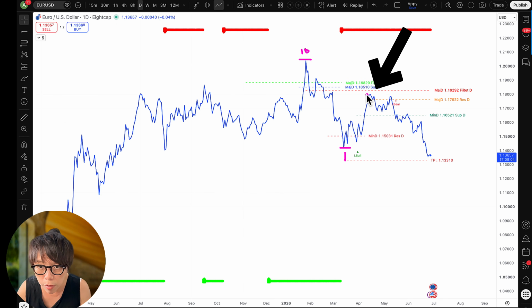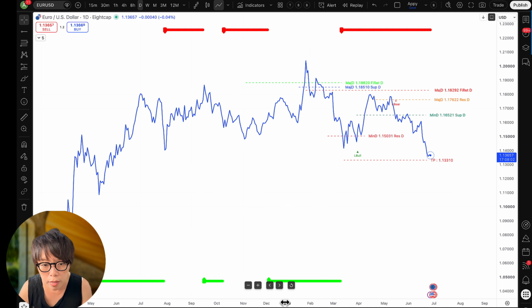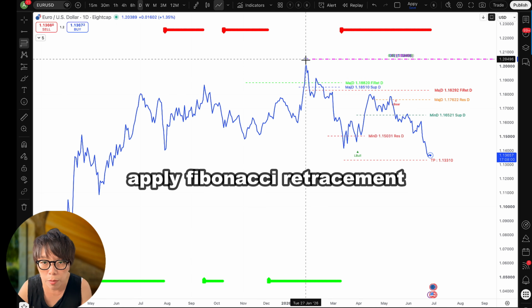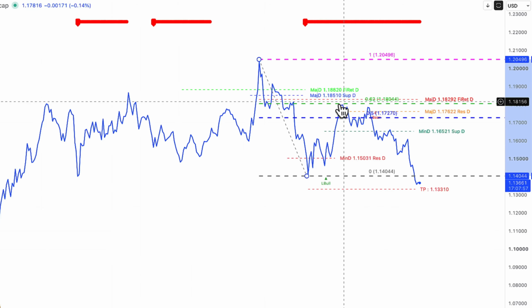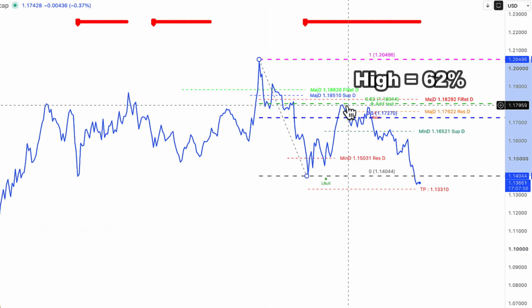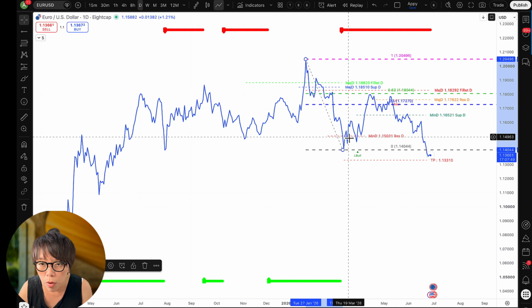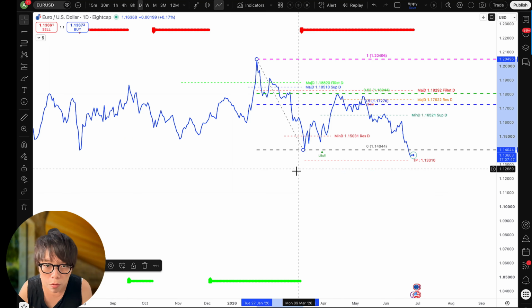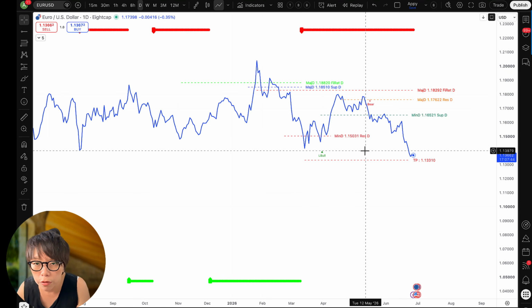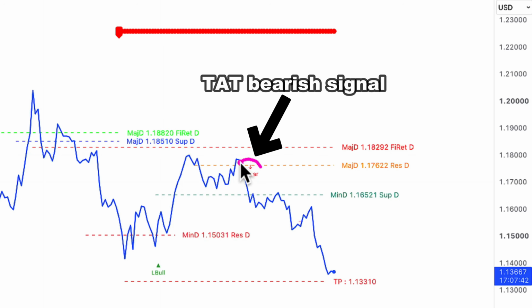Somewhere around here, you could apply the Fibonacci retracement from this point to this point, and you know that high was about 62%, and at the same time it coincided with the previous historical high here. And then when it moved higher, what I was waiting for at that point in time was actually the bearish signal from TAT.